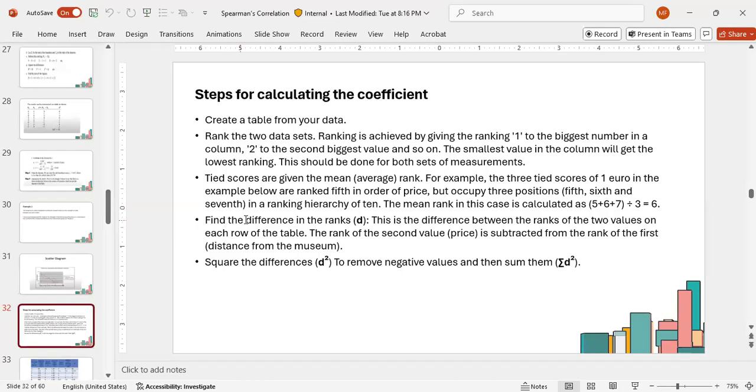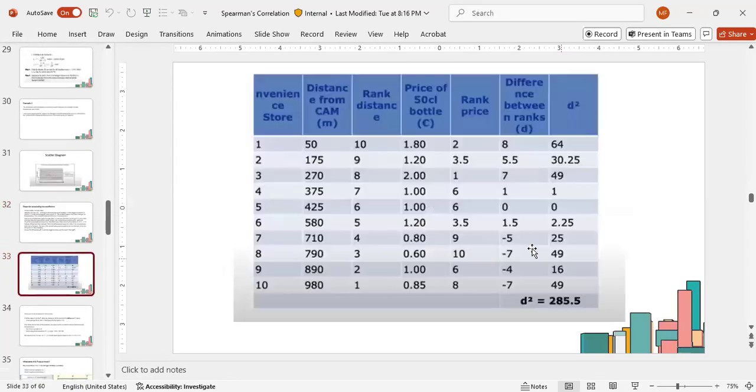Then the next step is the same. Find the difference of the ranks, the differences between the ranks of the two values on each row of the table. The rank of the second value, price, is subtracted from the rank of the first value, as we have done in the last example too. Then you square this difference to remove the negative values, and then you sum these squared differences.